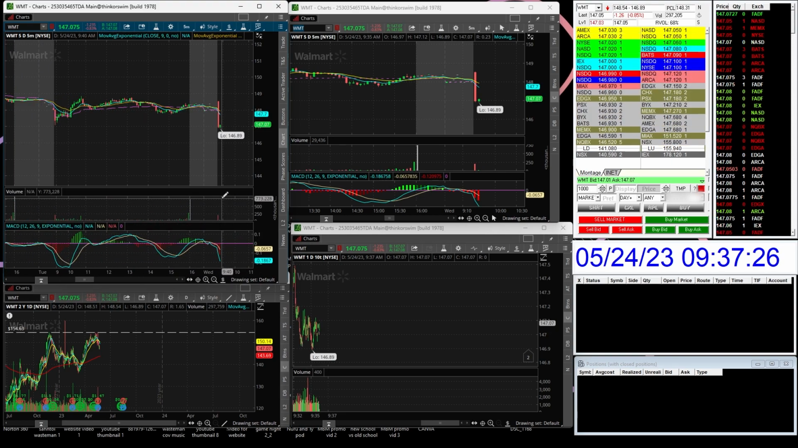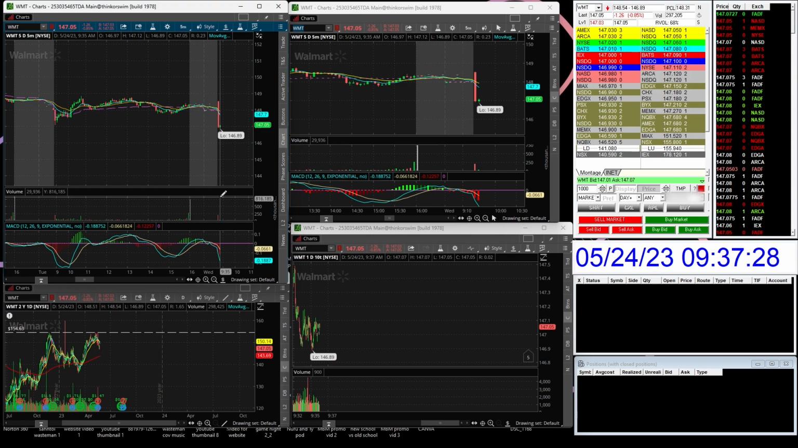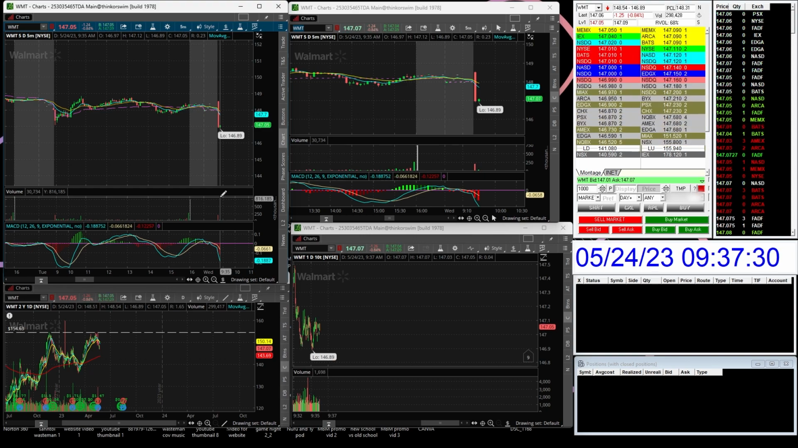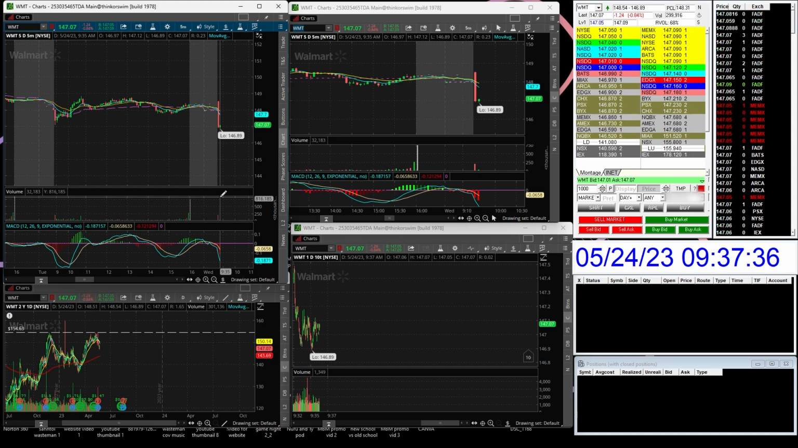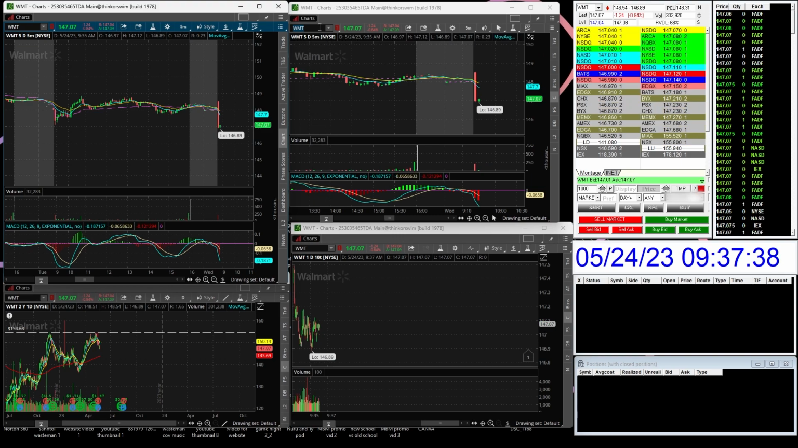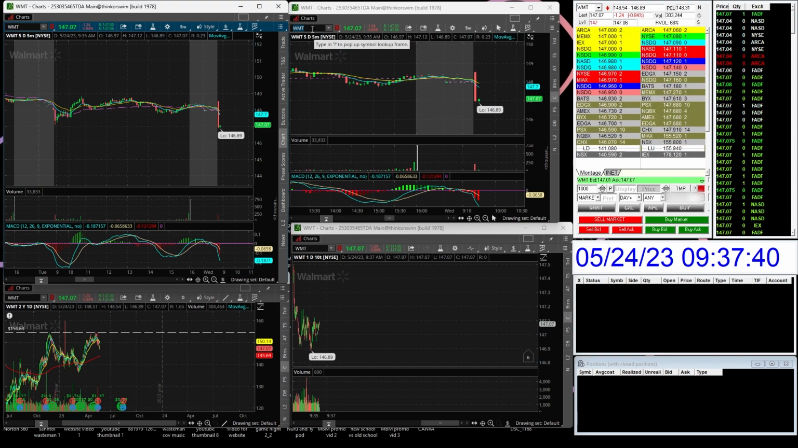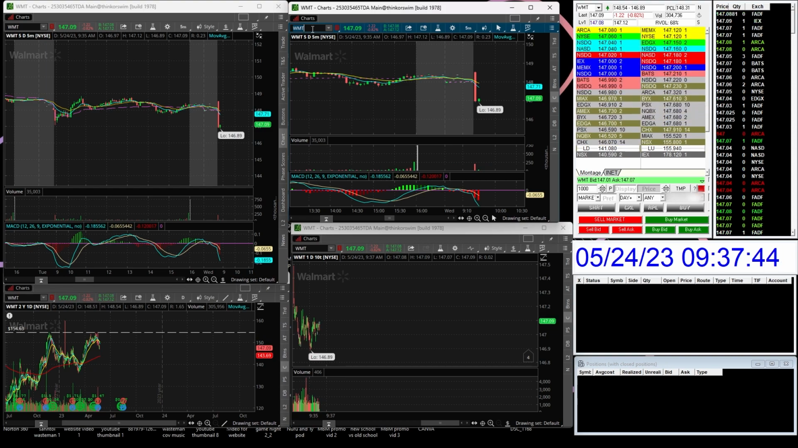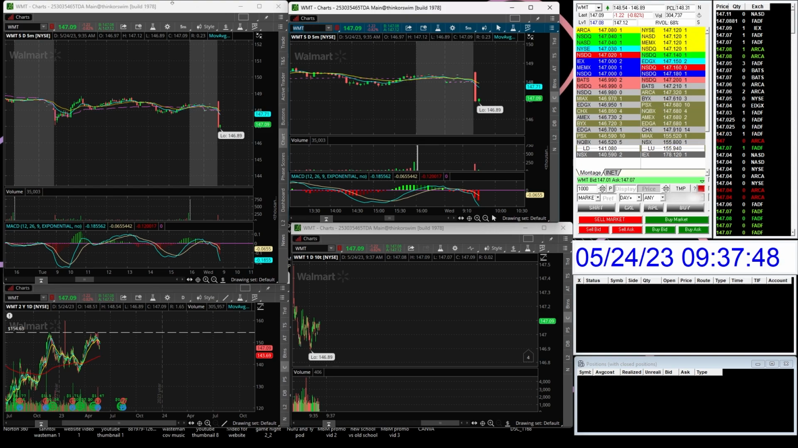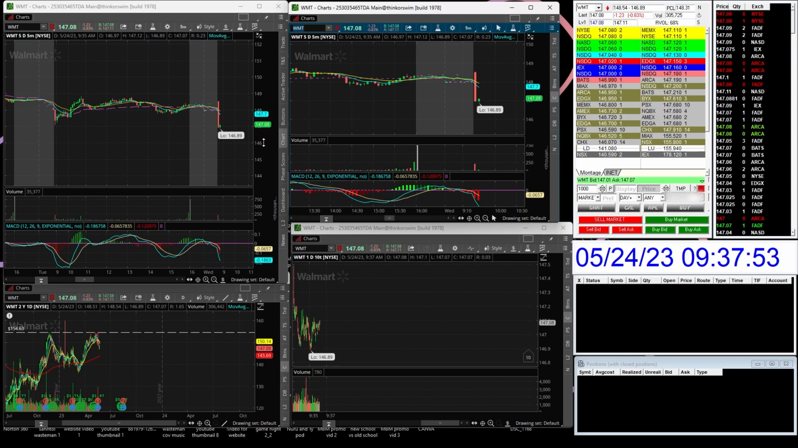Walmart doesn't have that much volume. Very light on volume. So I might not even trade this one either. I don't know. Volume is very light. Honestly, it's too light for me. I'm not going to trade it until I start seeing some volume, because right now it's only trading 305,000 shares.